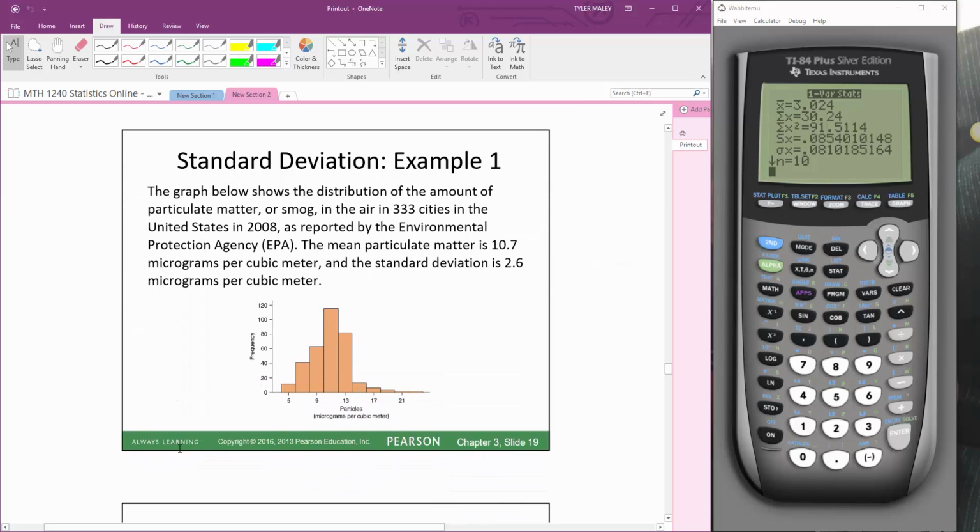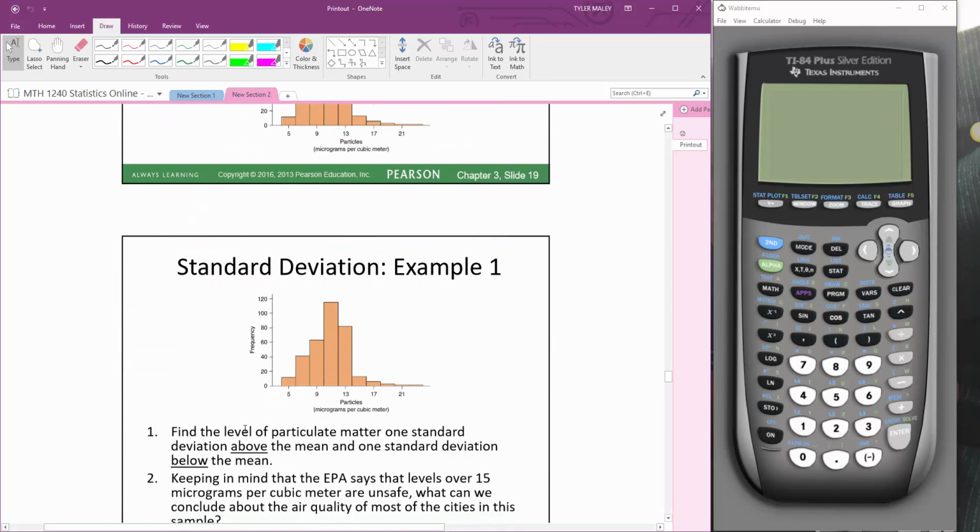So here's an example of standard deviation. It says the graph below shows the distribution of the amount of particulate matter, or smog, in the air in 333 cities in the United States in 2008. This was reported by the EPA. We're told that the mean of the particulate matter is 10.7 micrograms per cubic meter, and the standard deviation is 2.6 micrograms per cubic meter.